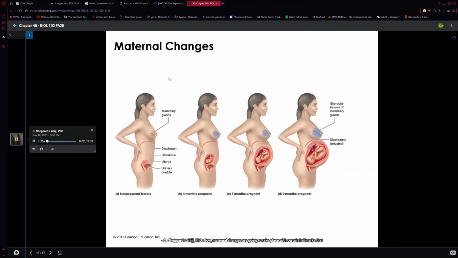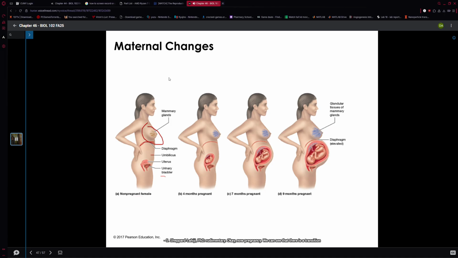Now, maternal changes are going to take place with certain hallmarks that are seen in various regions or trimesters of fetal development. Now, within a non-pregnant female, we can see the uterus is about the size of a fist. Think about its proximity to the urinary bladder. Belly button here, diaphragm here, which we know from respiration, and then the mammary glands are rudimentary.